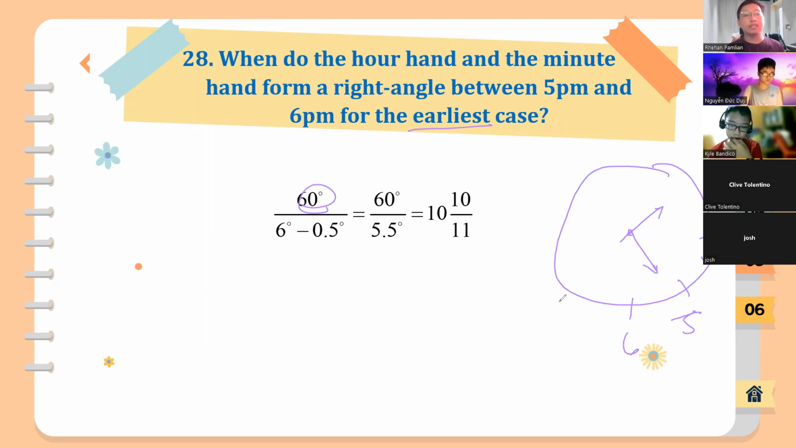So why is it 60? The difference, okay, that's 4 times 15. Between 5 and 6 p.m., remember that each length here, guys, is 15 degrees, correct?